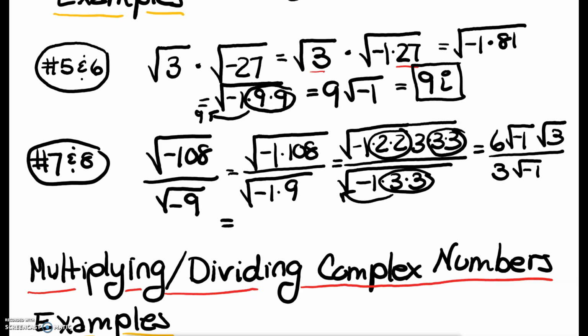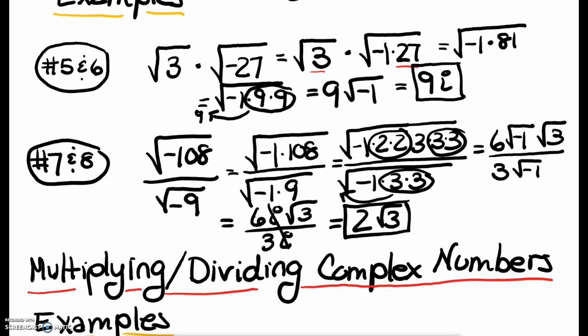So now when I continue to simplify, I get 6i over the square root of 3, times the square root of 3 over 3i. Well, my i's are going to reduce, and 6 divided by 3 is 2, so I end up with 2 root 3.